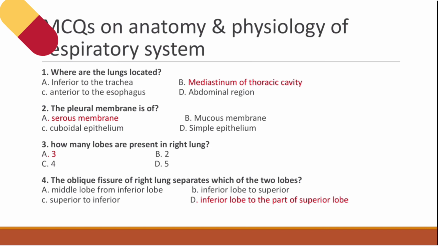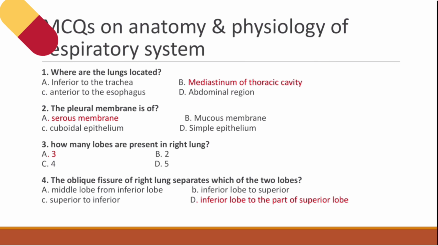Here are some MCQs on the anatomy and physiology of the respiratory system. In this, you can just have a look and revise. Whatever I have marked in red are the answers to these questions. Like the first is, where are the lungs located? So 4 options are given. The answer is A, the mediastinum of the thoracic cavity.